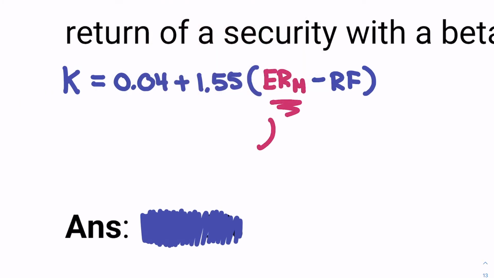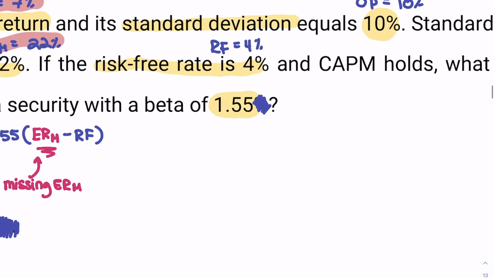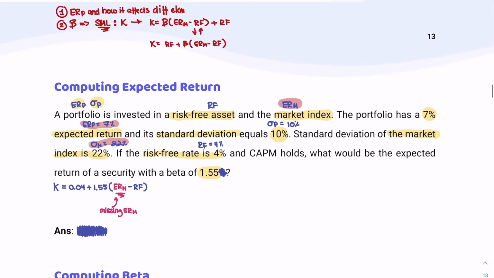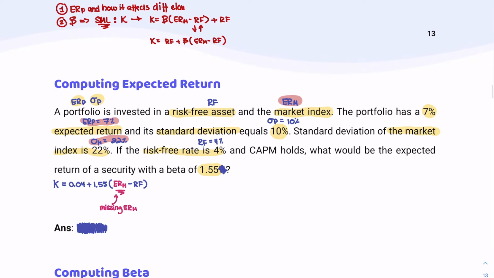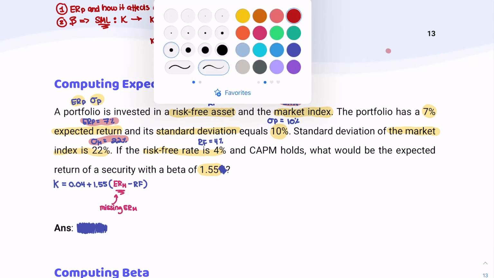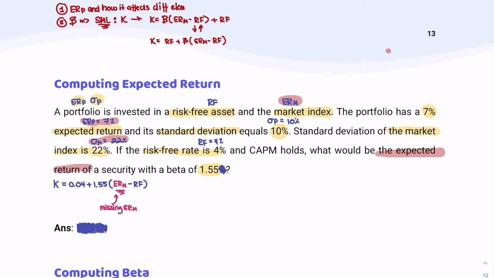All right. So missing ERM. And that's what we need to be able to find the expected return of that security. What's our required rate of return for that specific security? And that's exactly what this question is asking us. So what is the expected return of a security with a beta of 1.55?